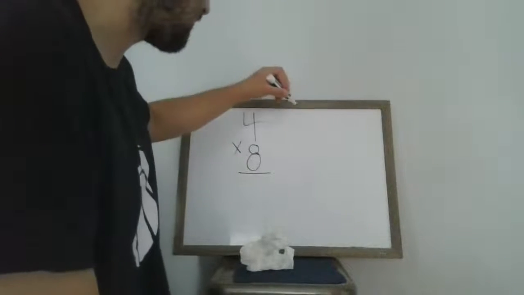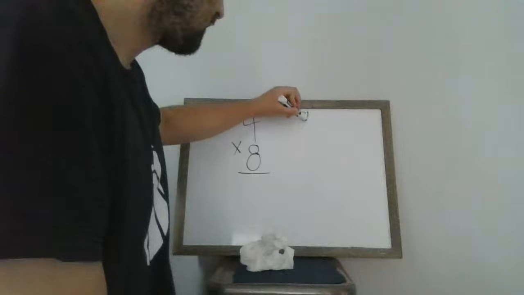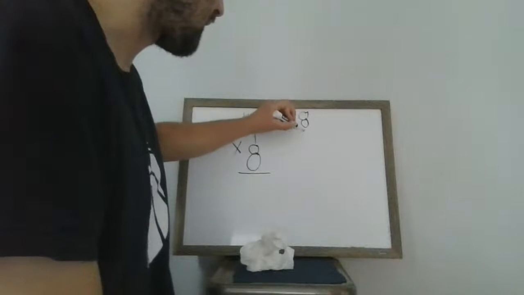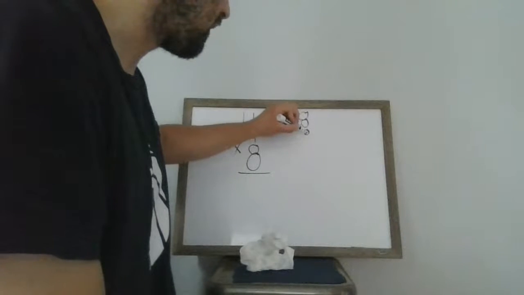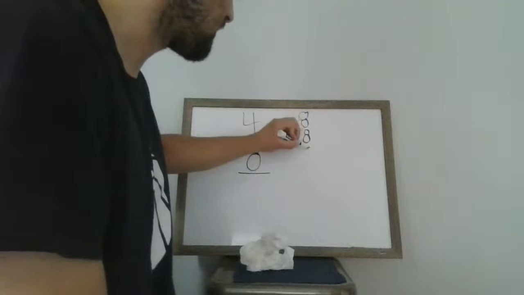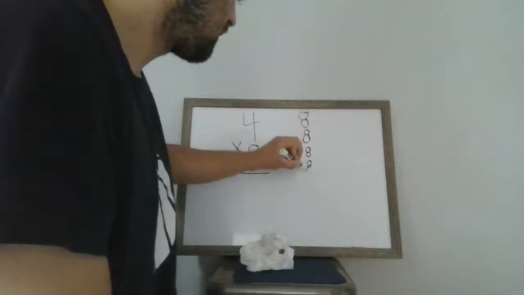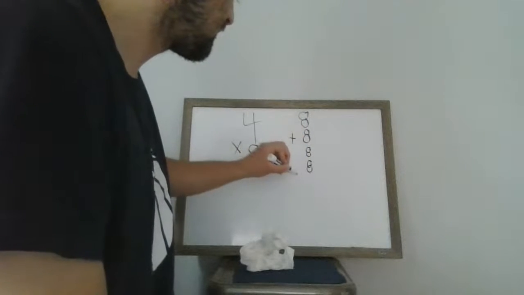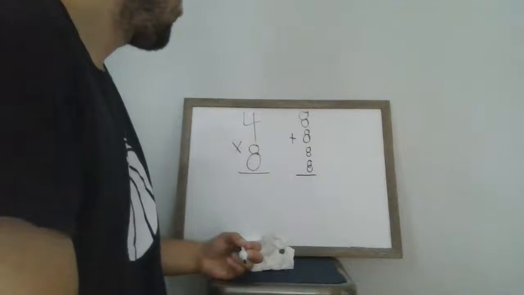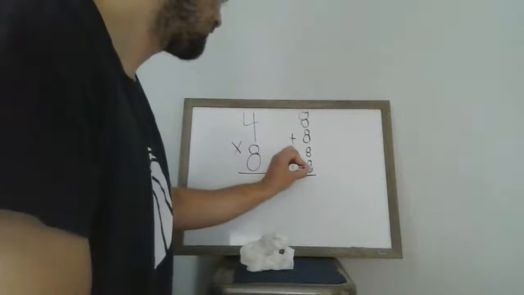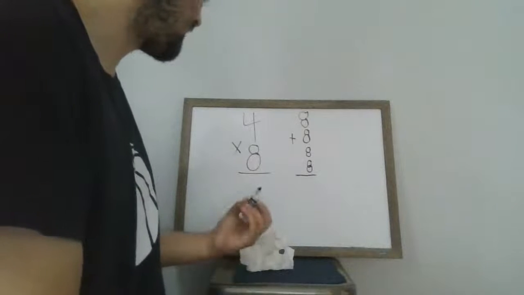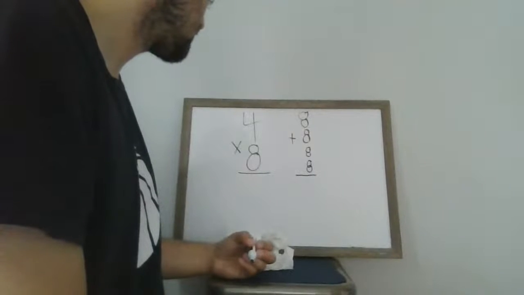All right, so 4 times 8, that means that we're adding the number 8 4 times. So if we were going to write it as an addition problem, it would be 8 plus 8 plus 8 plus 8. So we're adding the number 8 4 times.